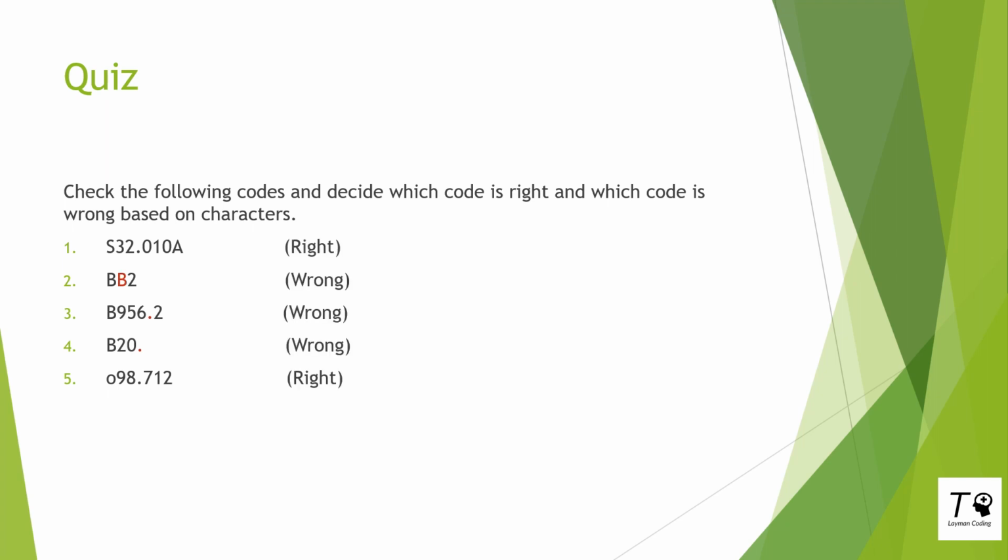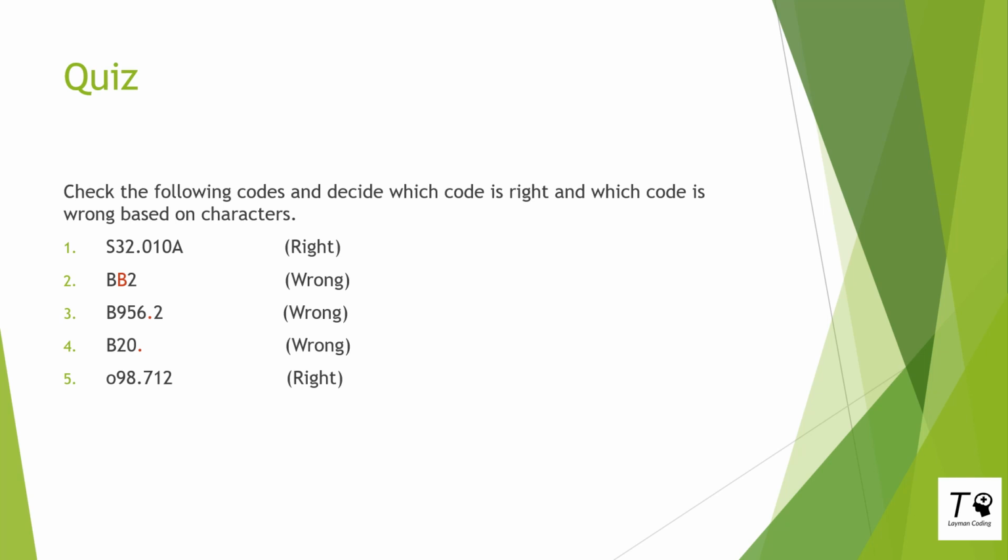Now we are going to check the answers. The first question, is this code correct? Yes. How do we know that? The first character is an alphabet, S. The second character is a number, 3. And the third to 7th characters are alphanumeric. And after 3 characters there is a dot or decimal. It means it's a correct code.